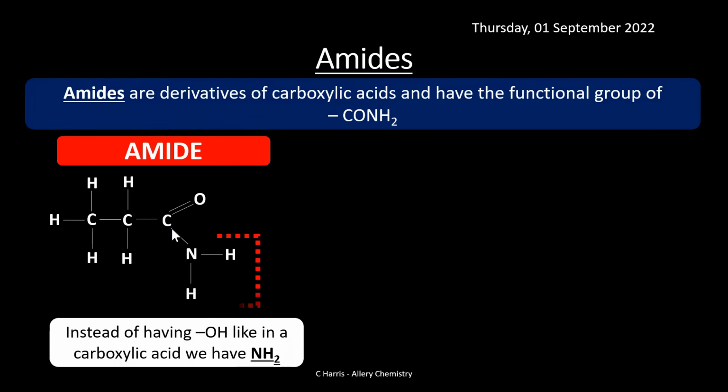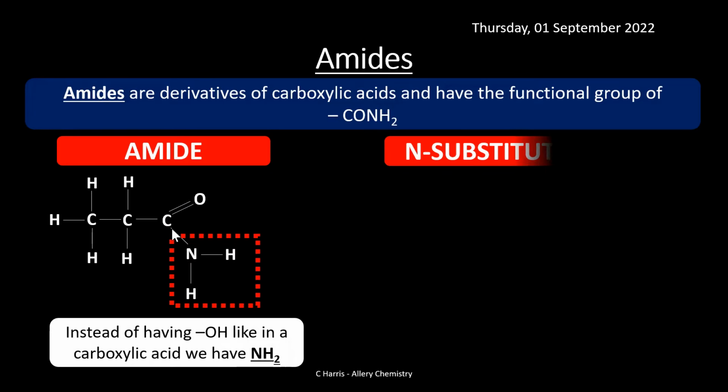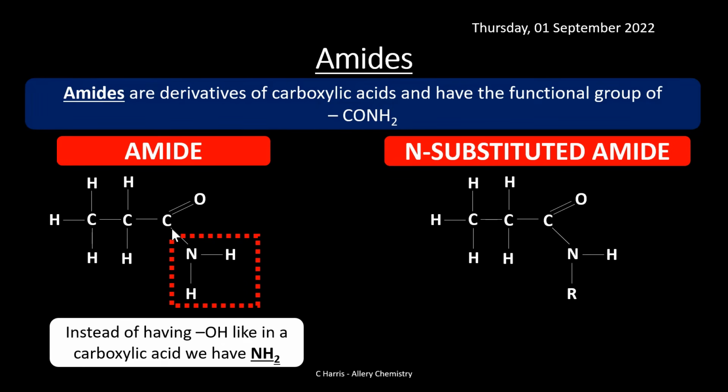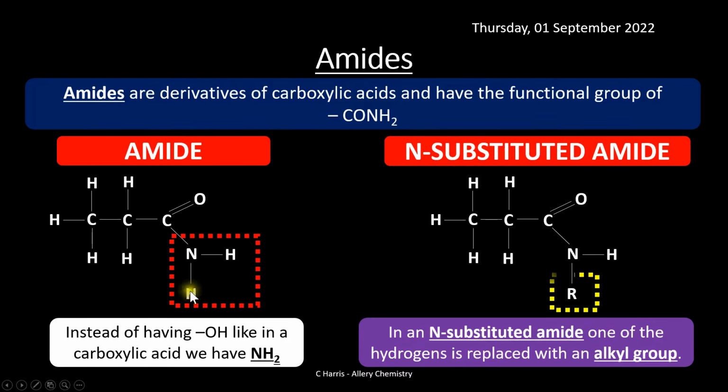You can get N-substituted amides, and this is where instead of having a hydrogen, you have an R group, so an alkyl group that's substituted instead. So the substituted bit is whatever R is, and that's substituted on the nitrogen in an amide. Okay, so that's normally an alkyl group. So you would have seen this previously in topic 33, where we looked briefly at acid chlorides reacting with primary amines to form these N-substituted amides.